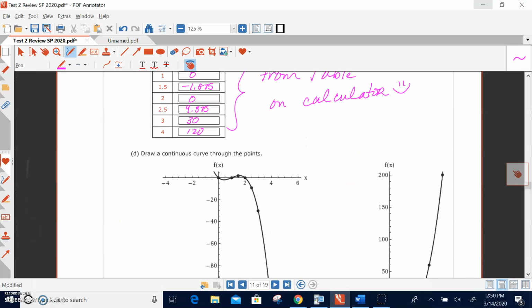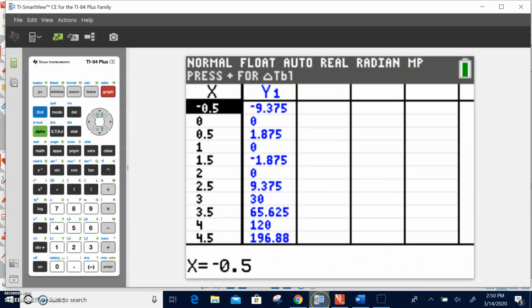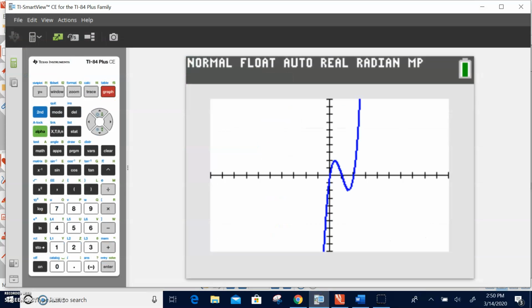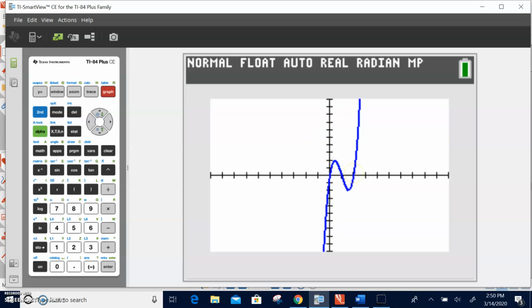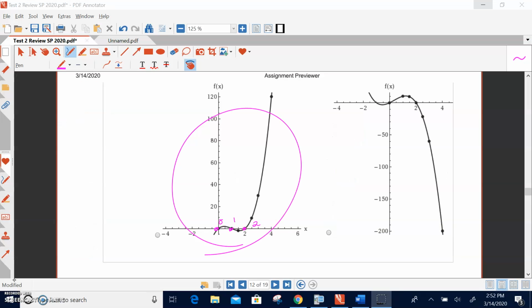Then from my graph on my calculator, I can see what it looks like here, and now I'm going to pick the matching graph on my sheet. This option would be the final graph for that function. This will stop this session.